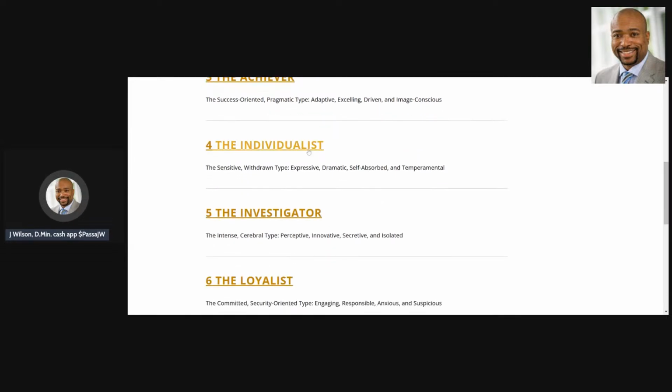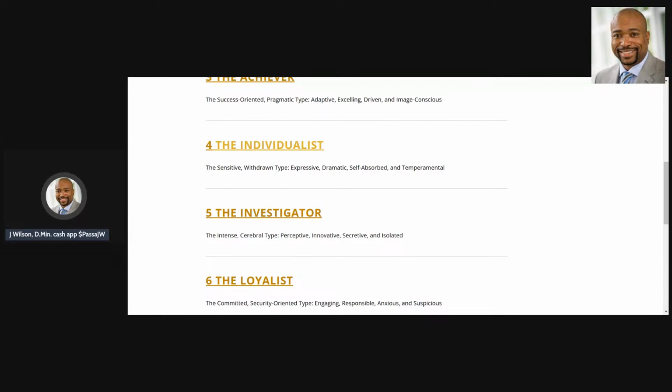The individualist, you got to let them know that they are doing a good job as well. They're very creative. They're going to be moody. They are trying to find themselves. The investigator, they're curious. They're going to ask you questions. They want to know how things work. They'll take apart a lawnmower to see how it worked, to put it back together again. They do this because they want to know what's around them.